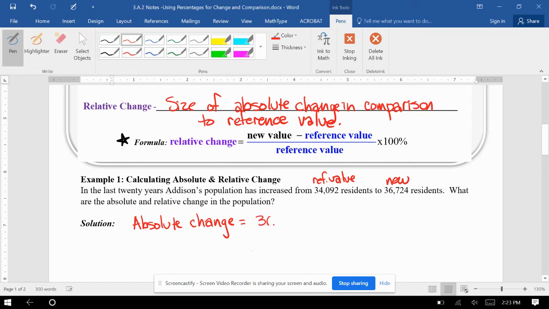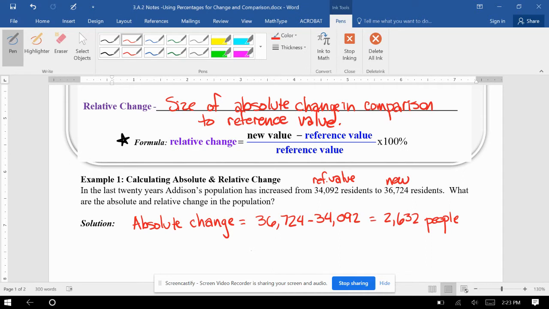So all we have to do is say, all right, this is our absolute change. It absolutely went up by 2,632 people. So the village of Addison has grown by that many people in 20 years.